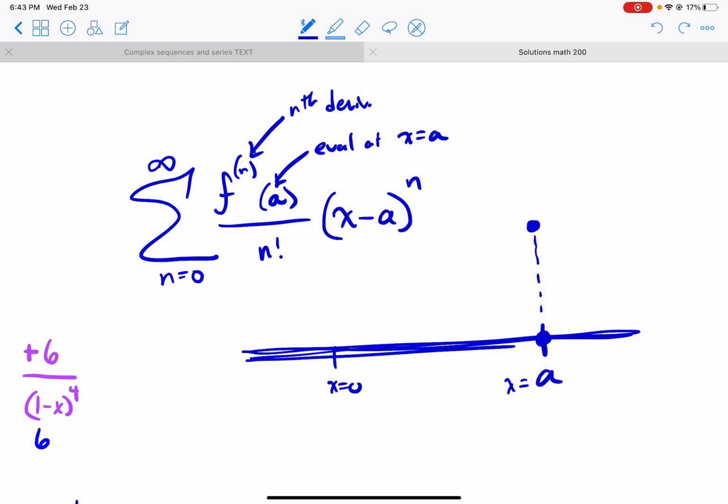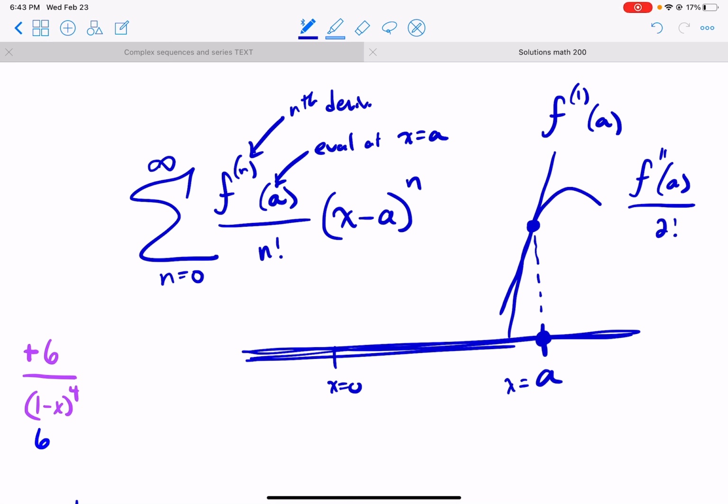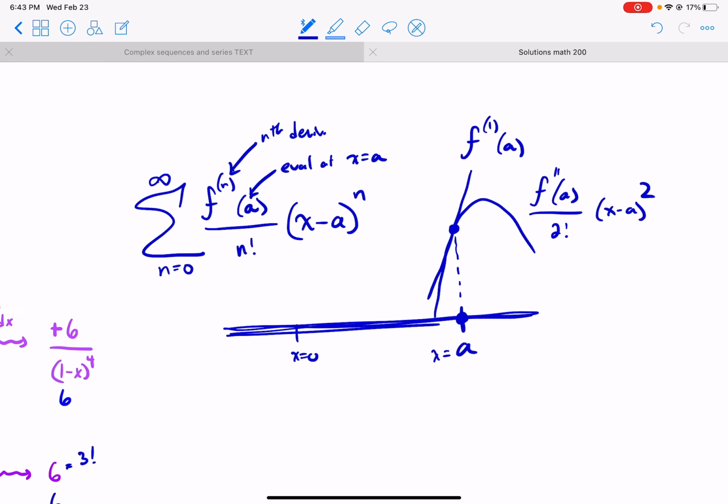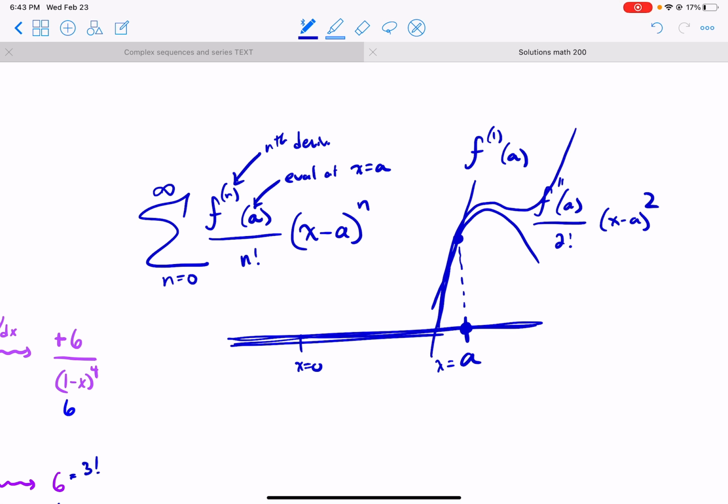And then we're going to get to the first order, we're going to get some sort of a line with a slope given by f prime of a. The first derivative evaluated at a will give the slope of this line. And then f double prime evaluated at a divided by 2 factorial will give sort of what the tangent conic should be when we multiply by x minus a squared, and etc., etc., etc. We're going to get better and better approximations to the real function near the point a. Who knows what it's doing over here and here?